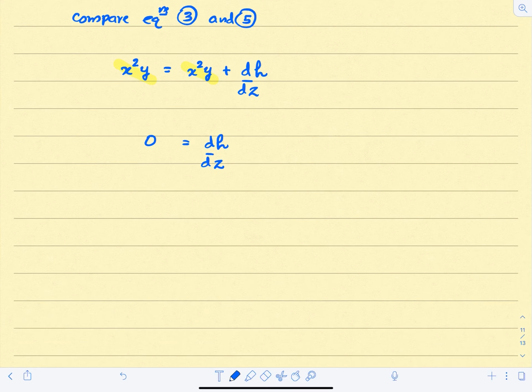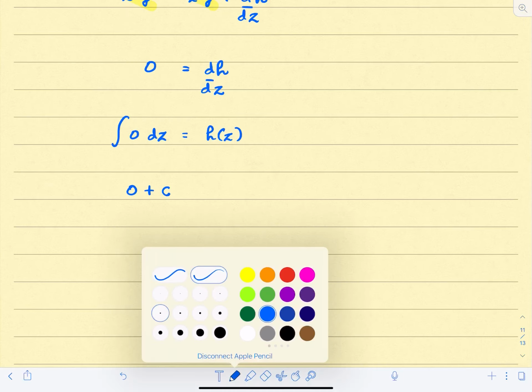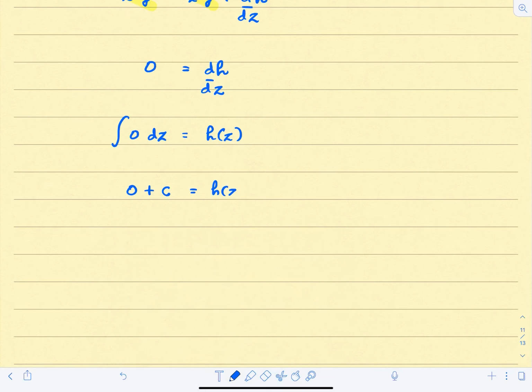Okay, now let's solve for h. To find h, we want to integrate both sides with respect to the c variable. The integral of 0 is 0. But now we need to add a constant, because at this point we know that h is not a function of c. So we just need to add a constant c equals h of c.